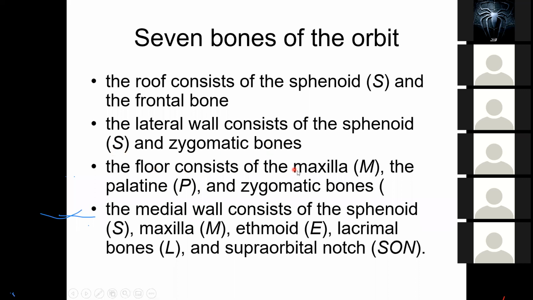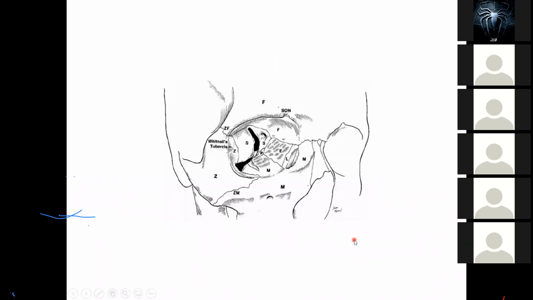The floor consists of the maxillary bone, the palatine bone, and the zygomatic bones. The medial wall consists of the sphenoid bone, the maxilla, as well as the ethmoidal bones, and also the lacrimal bones and the supraorbital notch. All right, so this is a picture of it here.